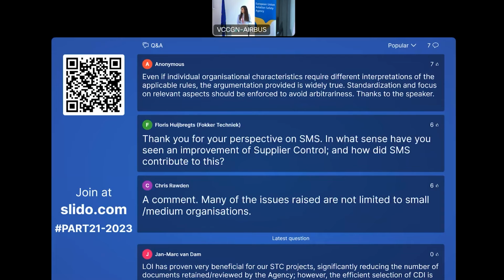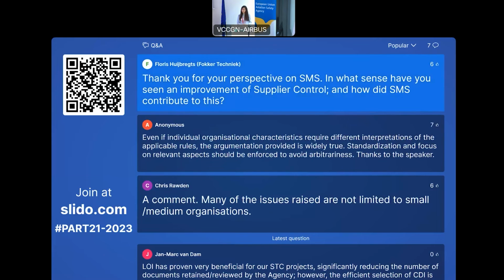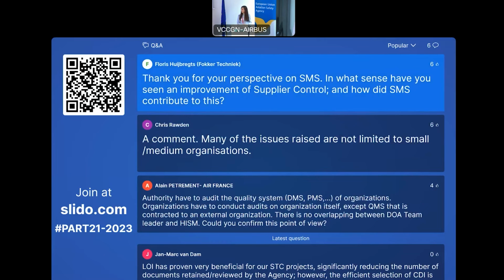Floris, I'm sorry, my Dutch is not good enough so that I can pronounce your last name. There is a question here which states: in what sense have you seen an improvement of supplier control and how did SMS contribute to this? I would guess that the question is directed to Mrs. Juan Otero. Yes, we have to check how to explain it.